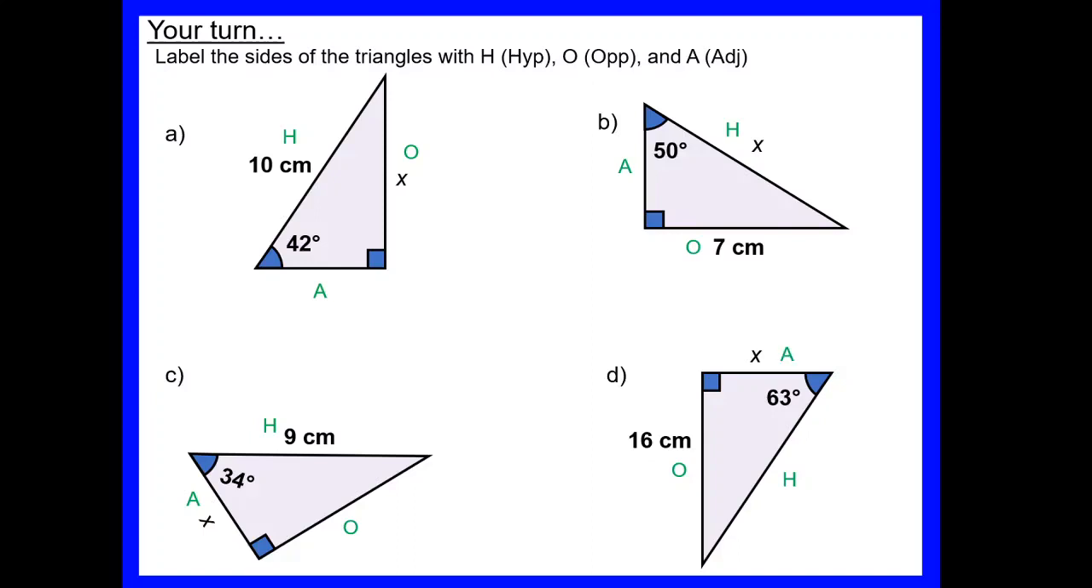Make sure you're happy with those. It's really important that we can label these correctly. If we don't label them correctly, we will end up choosing the wrong ratio to use and we won't get the correct answer for our questions. So this first step is a really important step. Make sure you're happy with which is the hypotenuse, which is the opposite, and which is the adjacent.